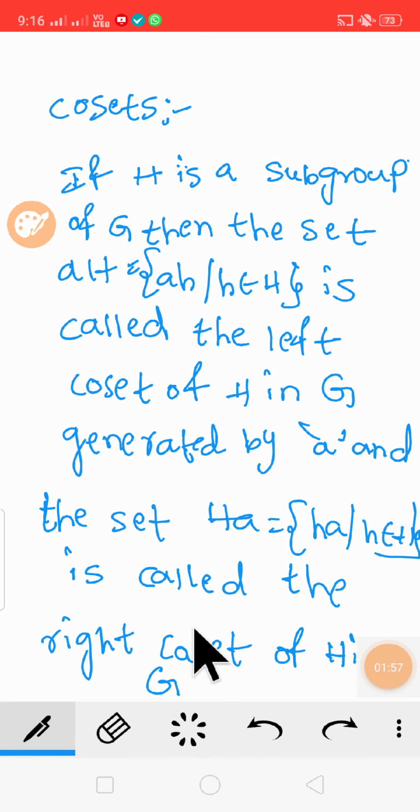We have two cosets, left coset and right coset. aH is called the left coset, Ha is called the right coset. Properties of cosets.